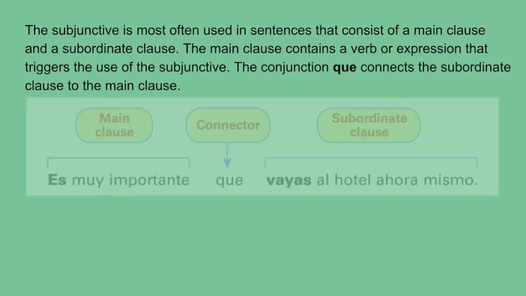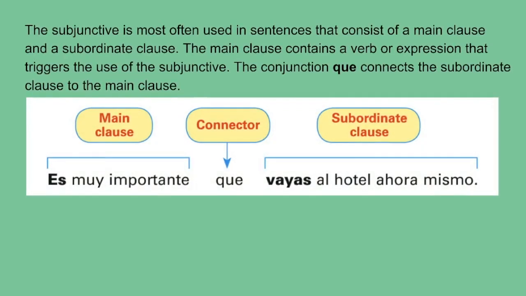Now, when you're using the subjunctive, it's important to understand there's typically two separate clauses that have some kind of a connector. In the example here, you see in the main clause, also sometimes called the independent clause, we have just a regular conjugation. That would be in the indicative. Remember, the indicative is anything that's not subjunctive. So this is just regular present tense. Es muy importante. It is very important.